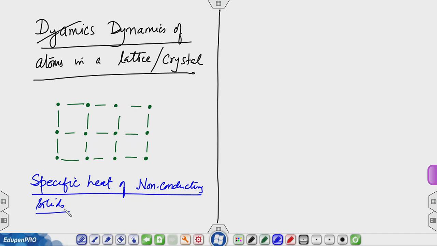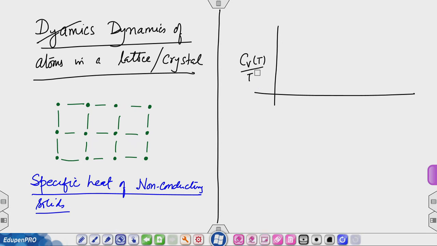And just to remind you why I am calling it non-conducting solids, and this is a question I had also asked while covering specific heat of metals, is that when I plot specific heat of metals divided by T versus T square, I get a straight line which behaves like AT plus BT square, and this is for low temperatures.